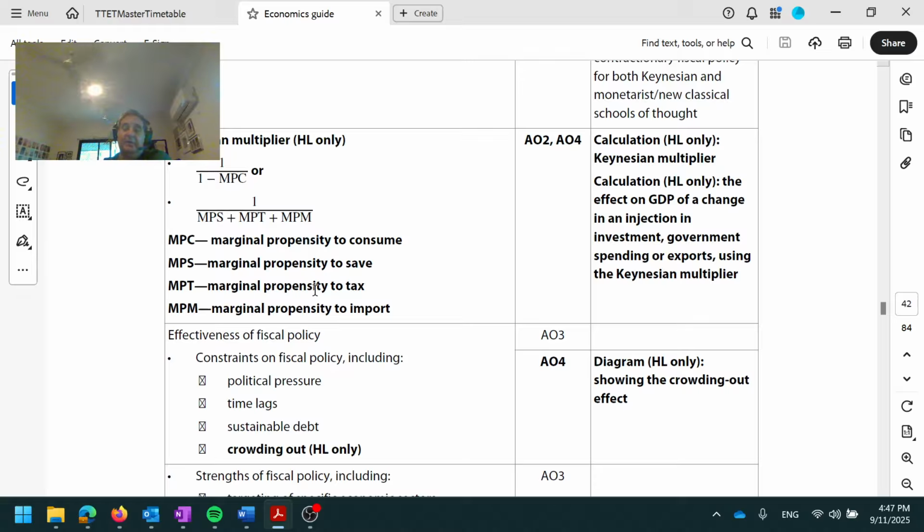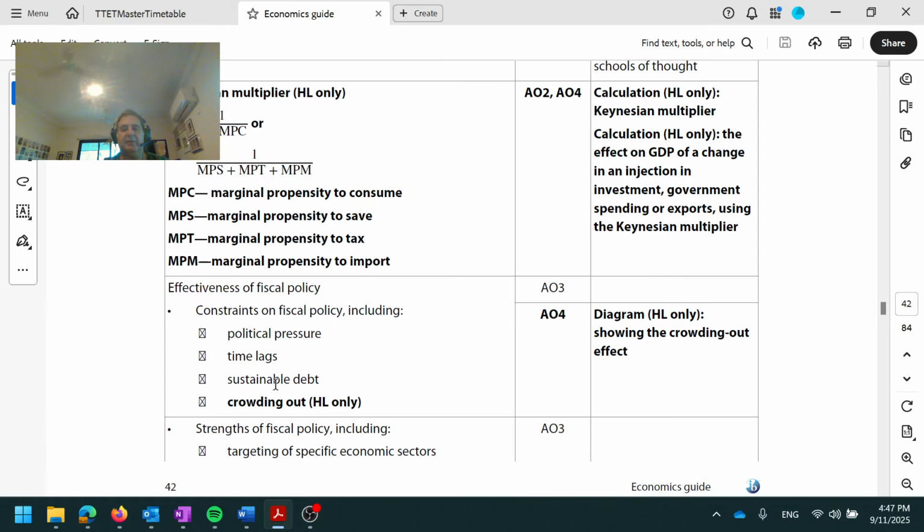Effectiveness of fiscal policy. Most likely, if the question is on fiscal policy, it's on how effective it is in fixing that macroeconomic objective. These are your bread and butter when it comes to evaluation, and you would align them with real world examples. Political pressure. Remember, in a democracy, fiscal policy has got to go through Parliament.